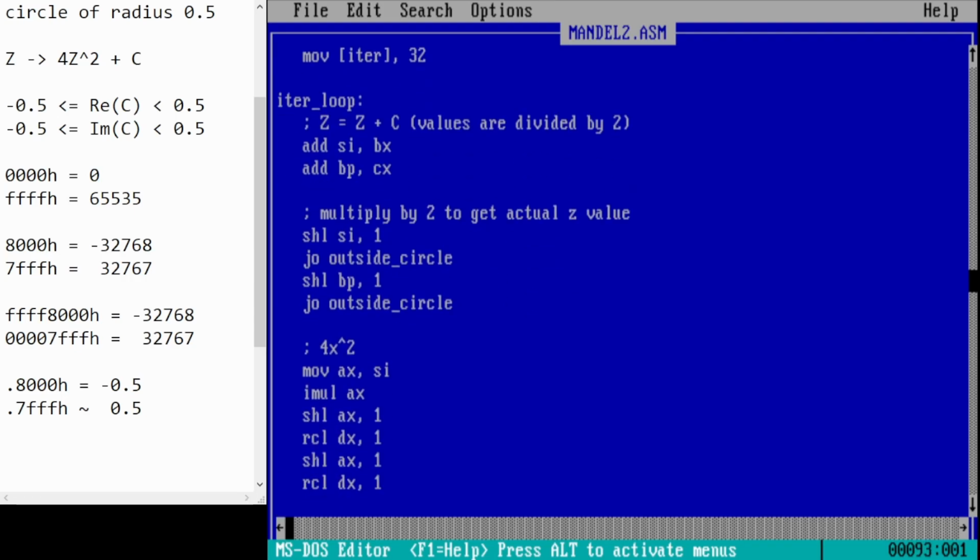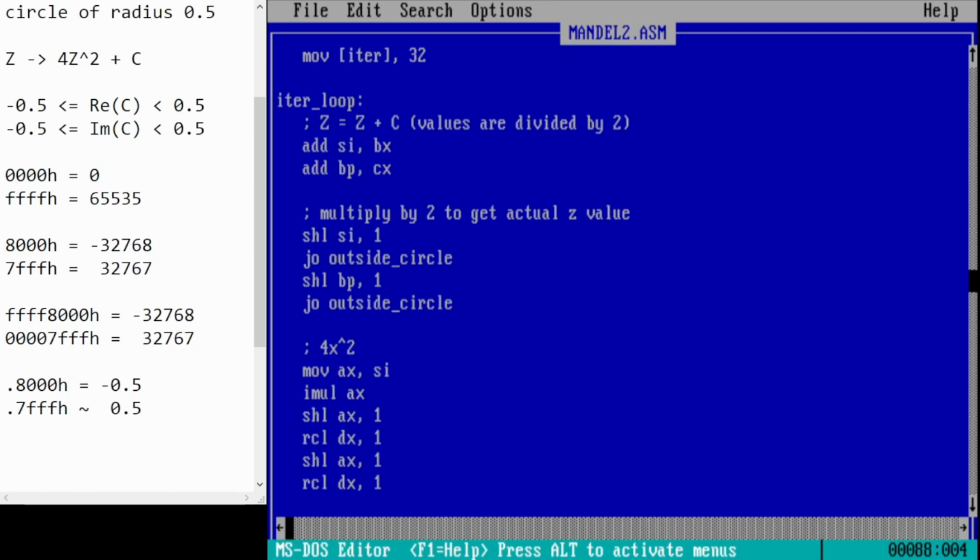Now we just use our formula for multiplication of complex numbers for this, and of course we're computing 4z squared, so we'll need 4 times the real part squared and 4 times the imaginary part squared. That'll be part of the computation. Now the real part is in SI, and so remember that the multiply instructions just multiply by whatever's in the AX register. So if I put this value in the AX register and then multiply by AX, I'll actually be squaring. And of course it's a signed multiply, so I use the imul instruction for that. And the result will be 32 bits. It'll be in the DX AX registers.